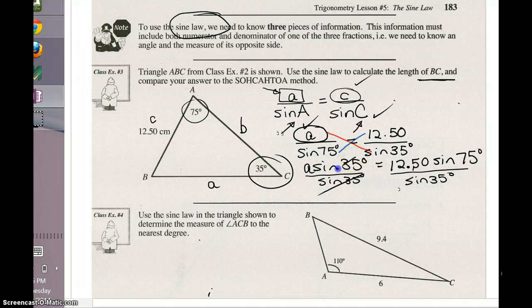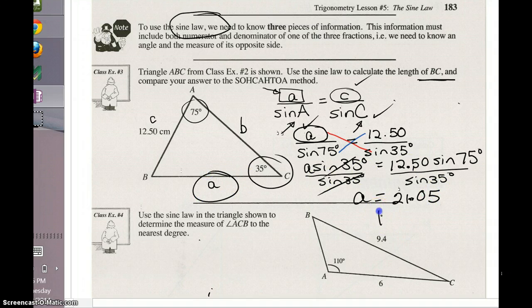These cancel out. Now this step I don't always show. I just go directly to whatever comes along with the A. I know that I have to put it on the bottom of the other side. A equals, I plug that into my calculator, and I end up with 21.05. That is the value of A.